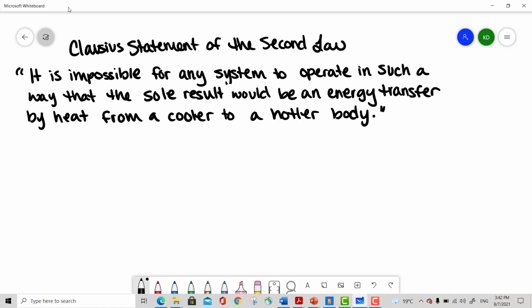Well, we know that heat naturally flows from hot to cold. If you have a hot glass of tea on your table, the heat is going to move from the tea into the atmosphere. The cooler atmosphere is not going to come into the tea and cool it down, right? So what Clausius is saying is that it's impossible for any system to operate in such a way that the sole result would be an energy transfer by heat from a cooler to a hotter body.